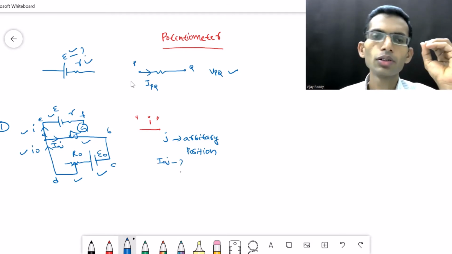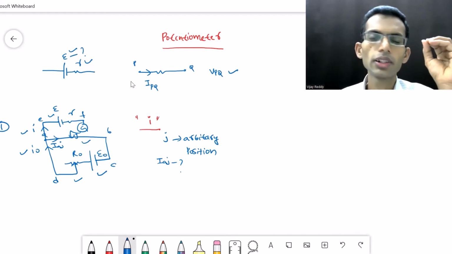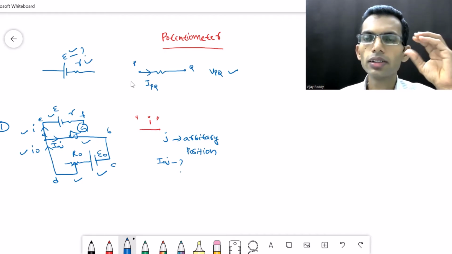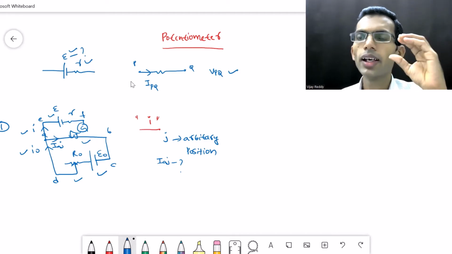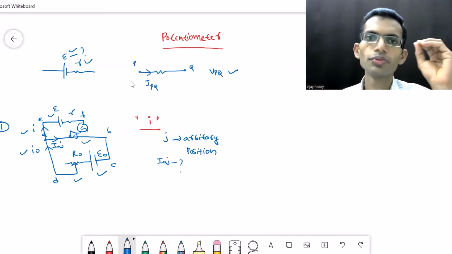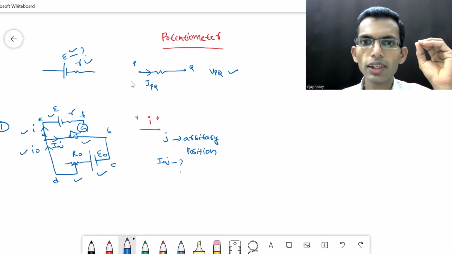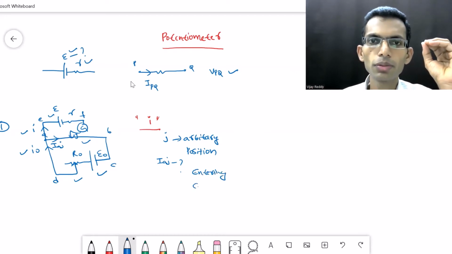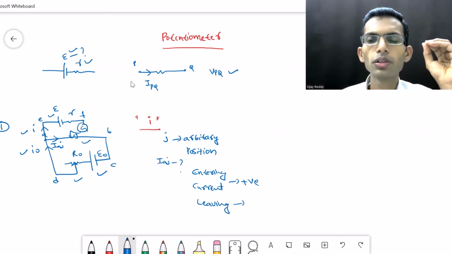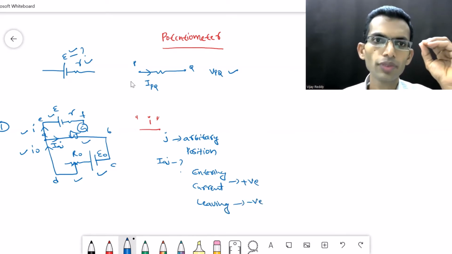For that we need to apply KCL at junction A. What does KCL state? At any junction, algebraic sum of the current must be 0. Let us say entering current as positive. Leaving current is going to be negative.